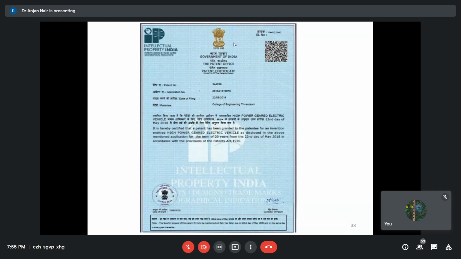The patent has to finally come into a product and have some commercial value, something useful to society and things like that. That also has to be taken care of. Okay, so this is what I know.